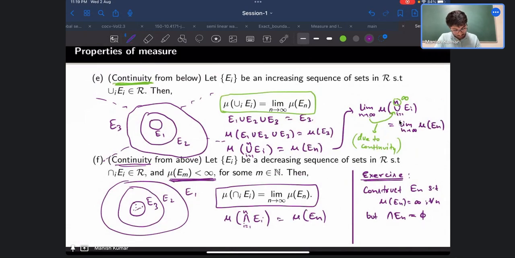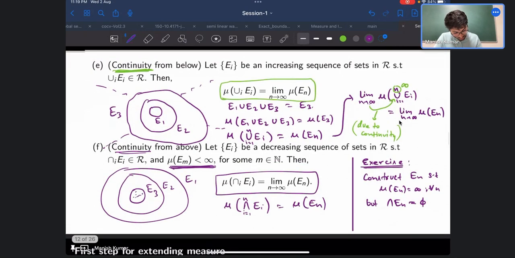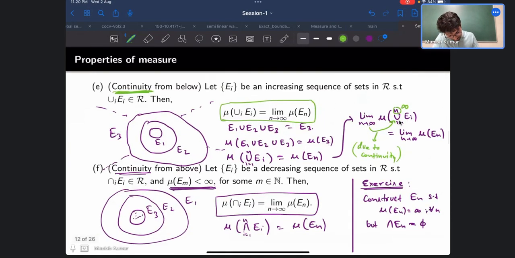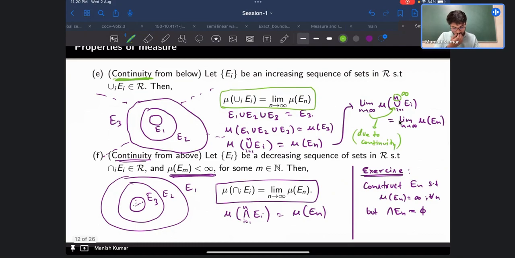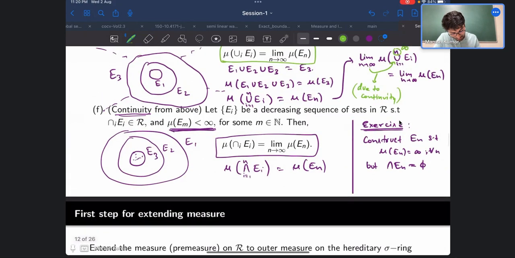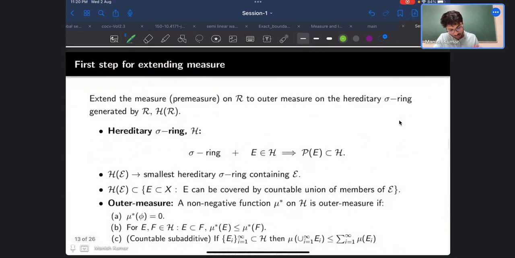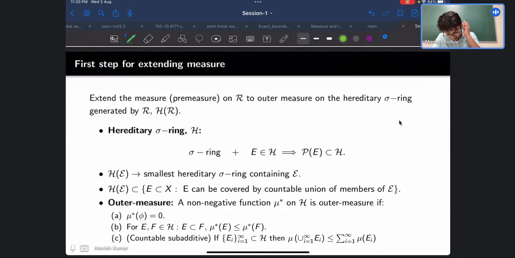Okay, if there is no doubt, we can proceed further. So far, what you can keep in mind is that as of now you have seen just one example of a measure, which is the length function. Now the thing that comes up is that we want to extend measure.